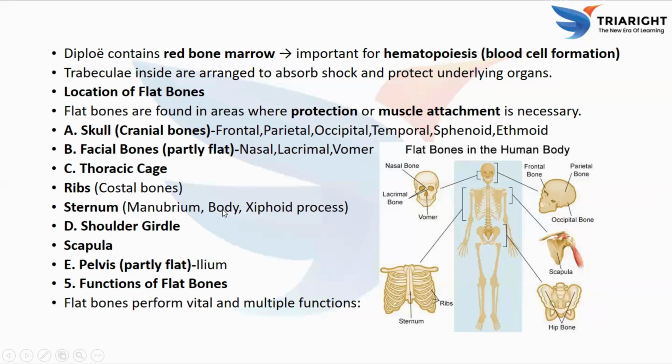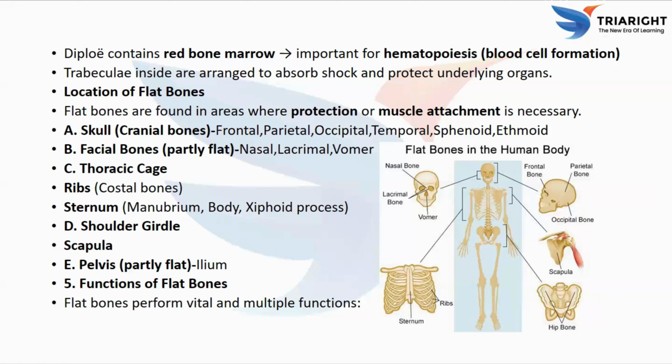Next, coming to the shoulder girdle. The scapula, which is the shoulder blade, is a large flat bone for muscle attachment. Whereas the pelvis is very flat actually. The ilium is a wide flat part of the hip bone.